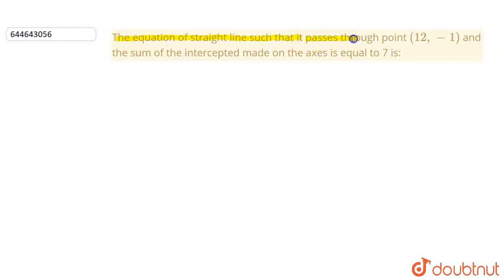Hello student, in this question we have to find the equation of a straight line such that it passes through the point (12, -1) and the sum of the intercepts made on the axes is equal to 7, right? Means we have a point (12, -1). It means this point will lie in the fourth quadrant, right? And our required line will pass through this point.